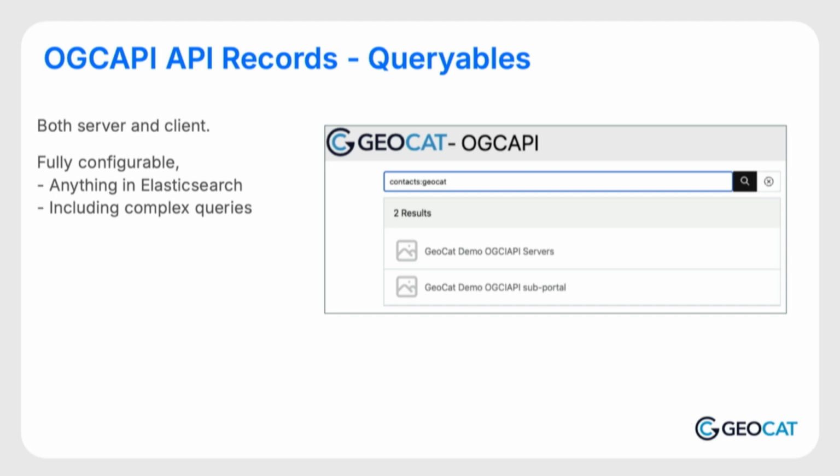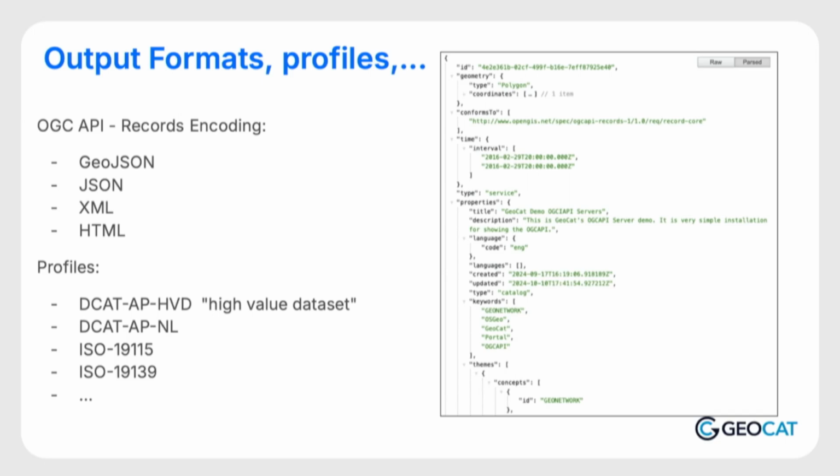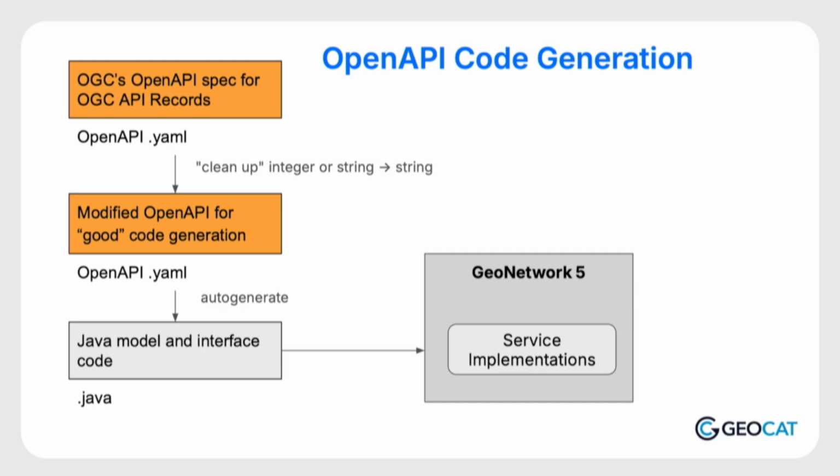We have support for queryables, so this allows you to not just search the entire record, you could also choose specific fields in the record to search. So this example shows querying the contact details for a specific text. You can use anything from Elasticsearch, and you can start to do complex queries. Output formats: GeoJSON, JSON, XML, HTML, a lot of the formats I talked about previously.